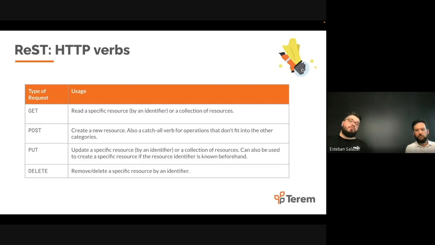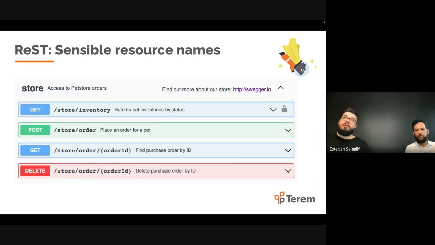Here's a little explanation around the HTTP verbs. Not really going to cover it too much because we've covered it before, but this is a specific definition on how it's used within REST. Here are some sensible resource names. What we can see on the screen right now is an API specification, particularly a Swagger render of that specification. This is off a REST API.